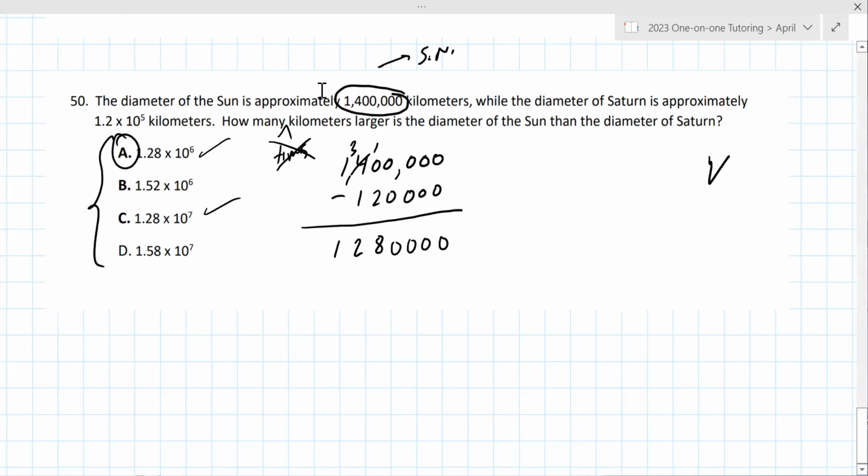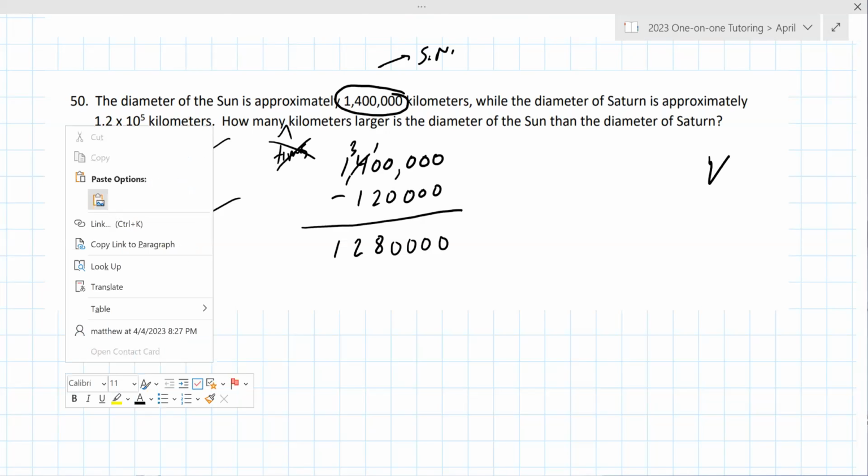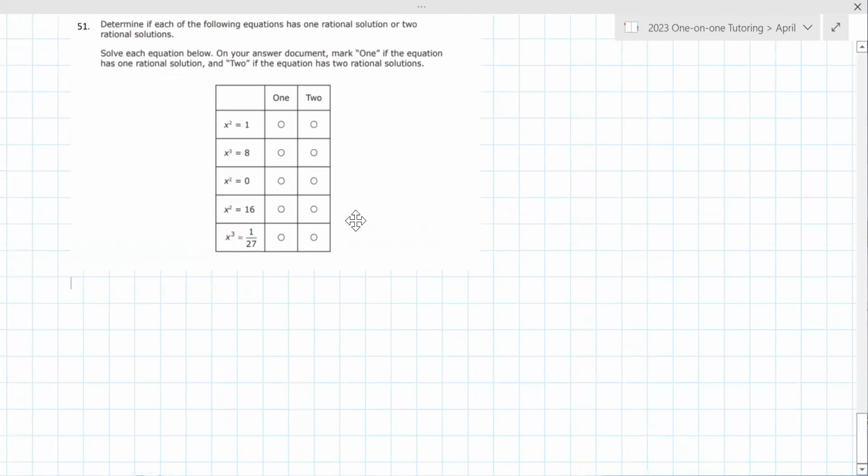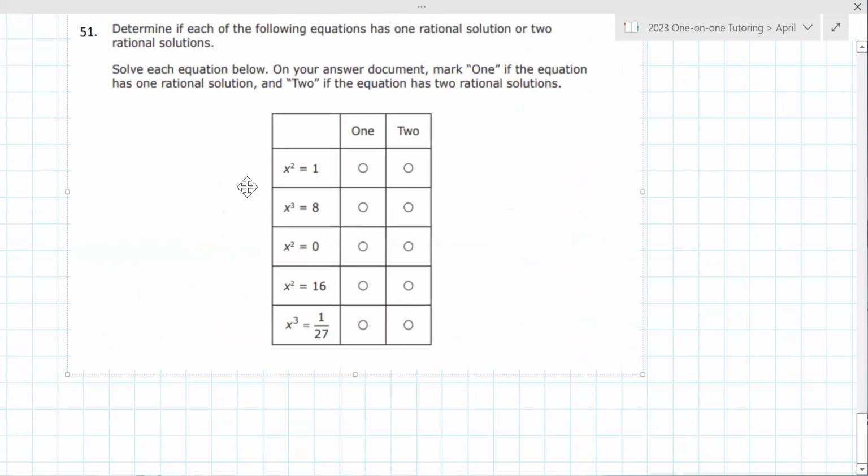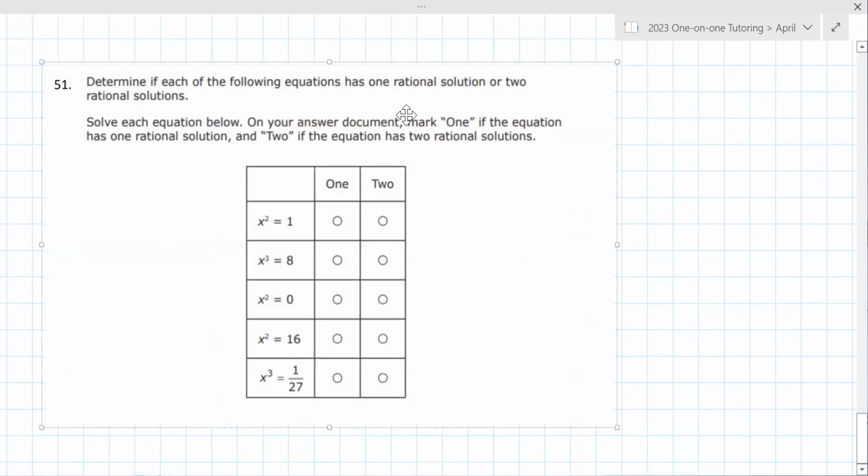All right. Determine if each of the following equations has one rational solution or two. Rational just means here things like it has to be either a whole number, fraction, integer, but there's nothing like in the complex domain.